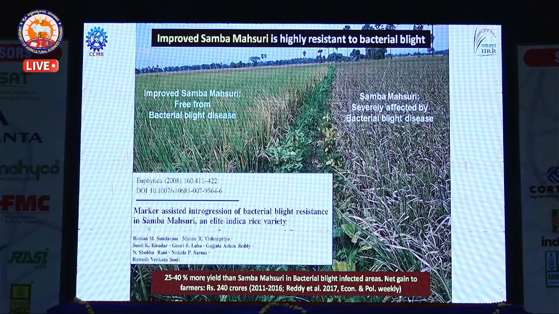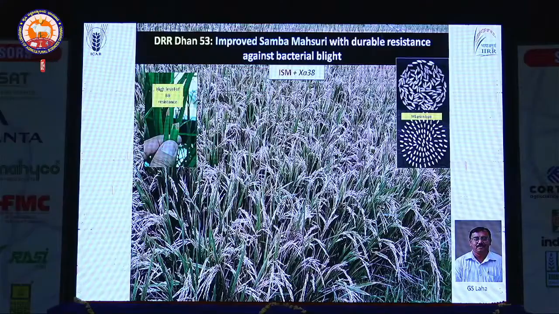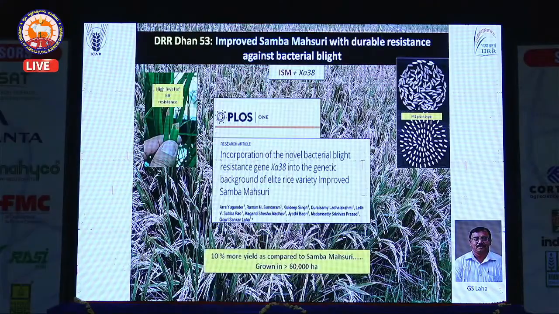On the left side is our Samba Masuri, which is severely affected by bacterial blight disease, as has already been described by my colleague, Dr. Srinivas Prasad. We framed a multi-step screening, including field as well as laboratory.